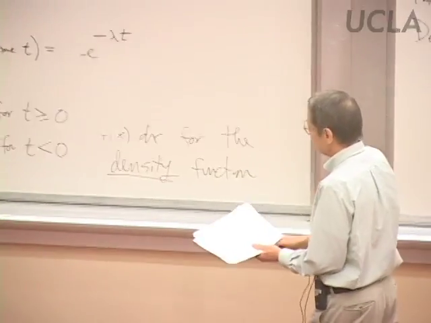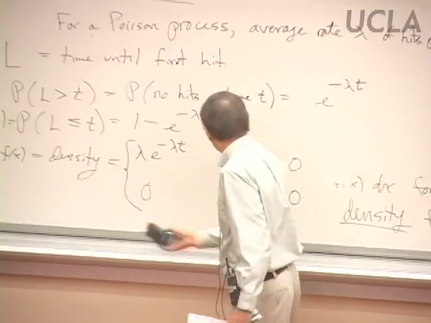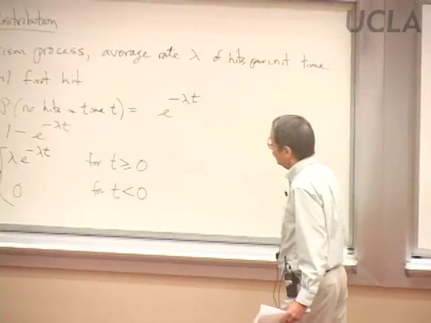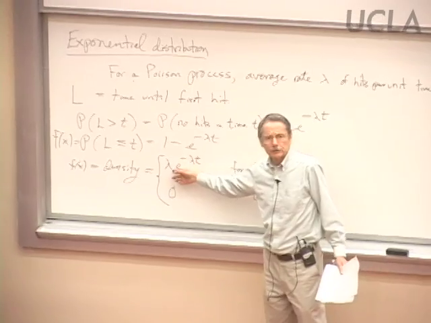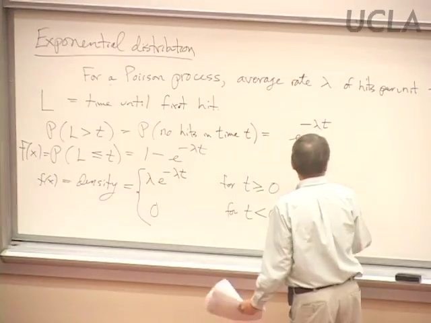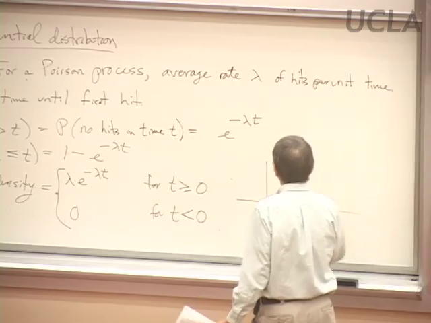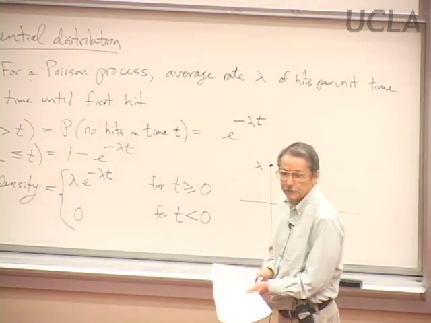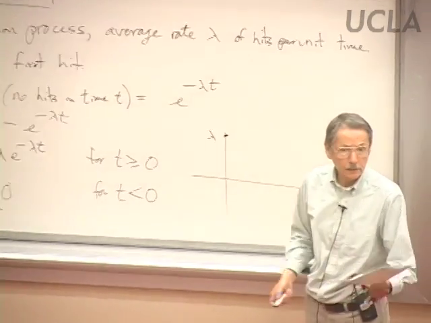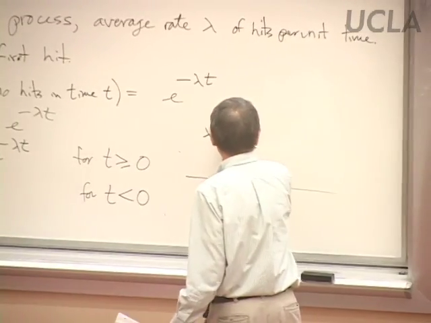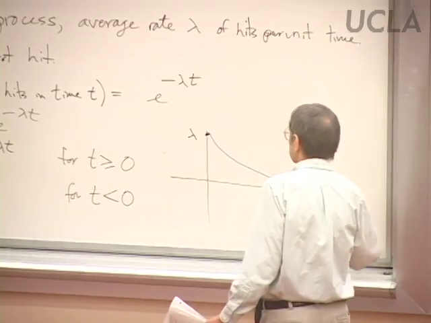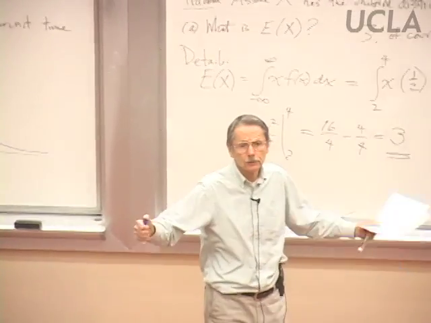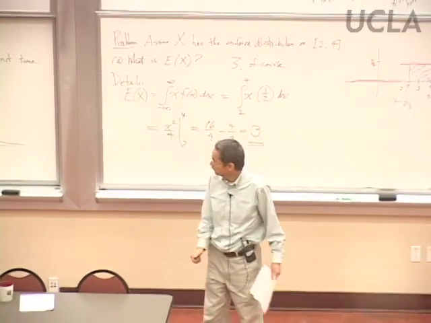And the graph of this density function, well, it's an exponential function. When t equals 0, the density is lambda. And then it decays exponentially. It never gets down to 0, but it approaches 0 as a horizontal asymptote.